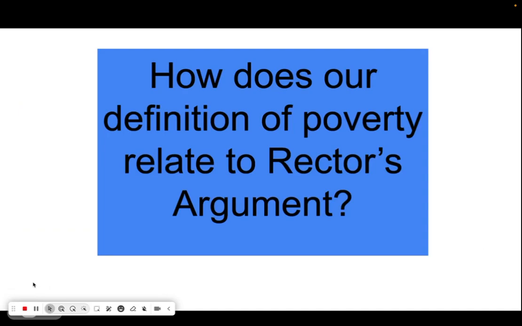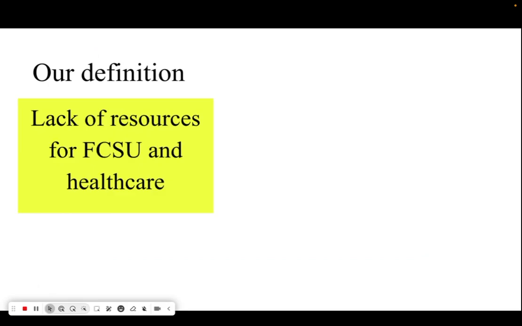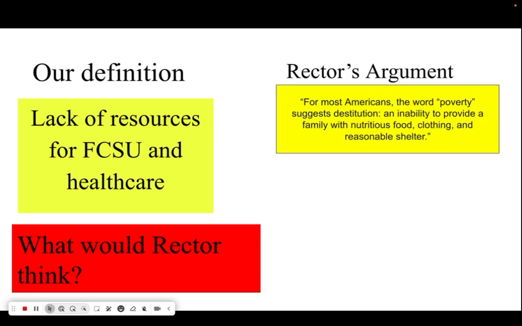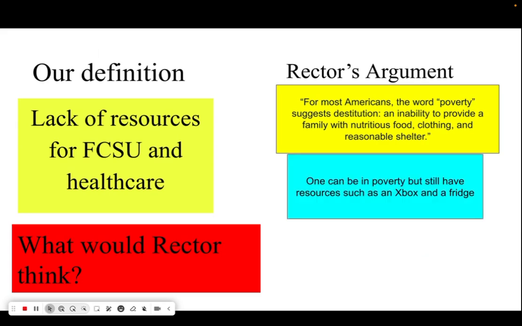How does our definition of poverty relate to Rector's argument? Again, to reiterate, our definition is the lack of resources for food, clothing, shelter, utilities, and healthcare. What would Rector think about this definition? Rector's argument, he stated that for most Americans, the word poverty suggests destitution and inability to provide a family with nutritious food, clothing, and reasonable shelter.